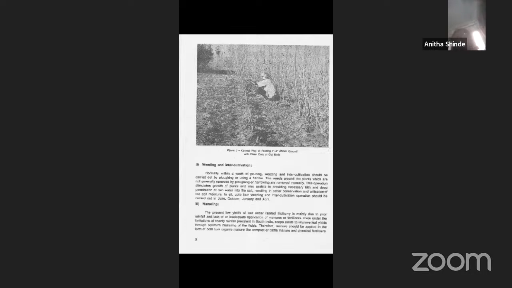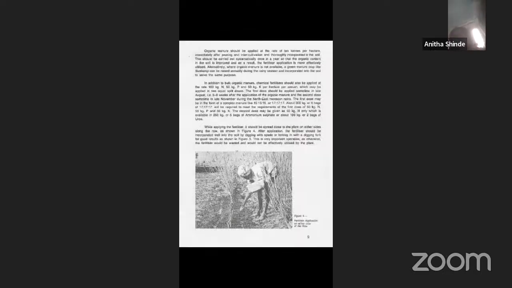The next is manuring. After that, again, you have to go for manuring. The present low yields of leaf under rain-fed mulberry are due to poor rainfall and inadequate application of manures or fertilizers. Therefore, optimum manuring has to be done in the fields. Manure should be applied in the form of both bulk organic manure, like compost or cattle manure, and also chemical fertilizers.